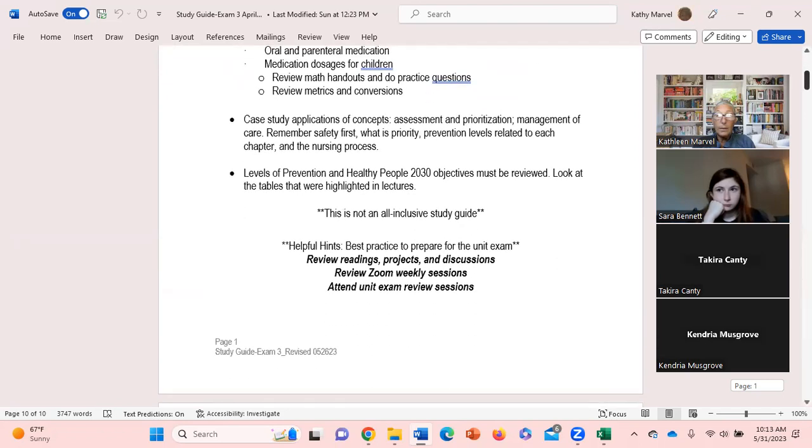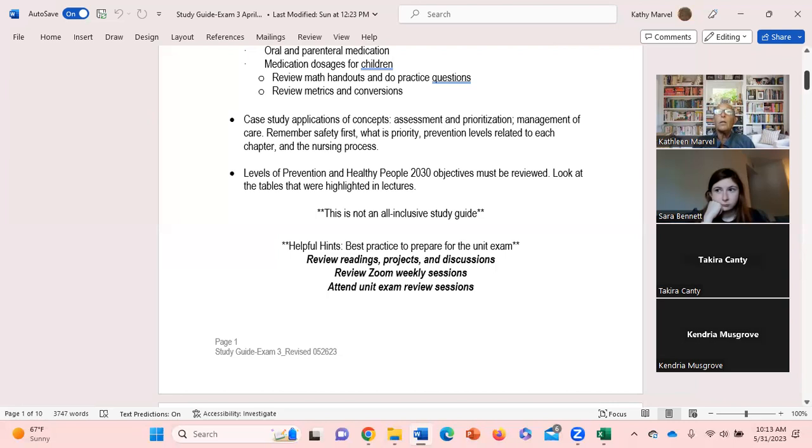What else? Remember your ABCs, your safety first. What is a priority question? We talked about that. Prevention levels in each chapter. And obviously your ADPI, our nursing process. For community, we are expected to take our nursing process and convert it into the community setting.